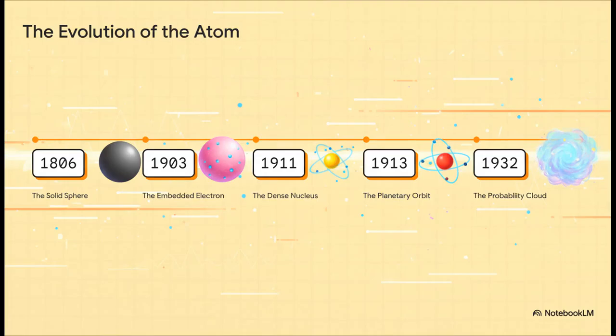Here's our roadmap for this little adventure. We're going to jump in our time machine, starting way back in 1806 with a simple, solid ball, and we'll end up in the bizarre and fascinating world of quantum mechanics. Each one of these steps wasn't just a small change, it was a revolution in how we see reality itself.